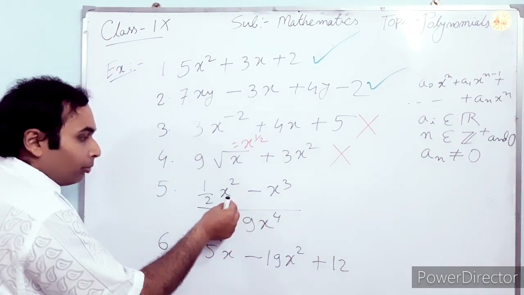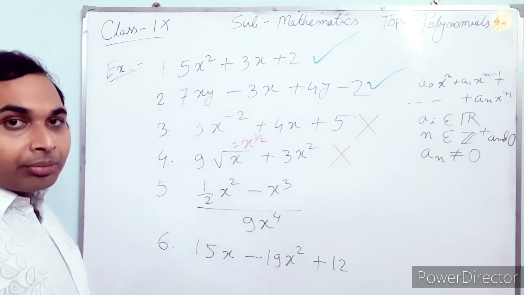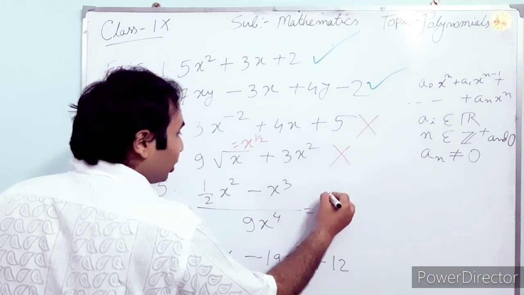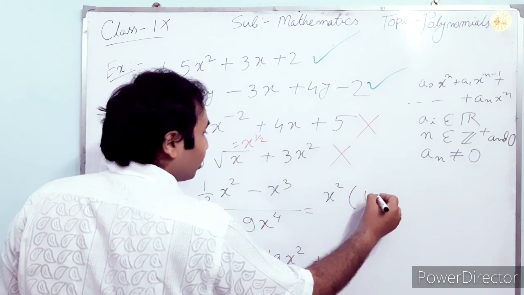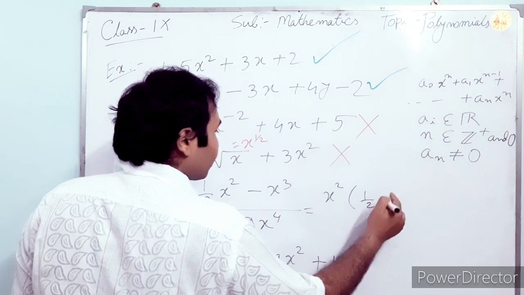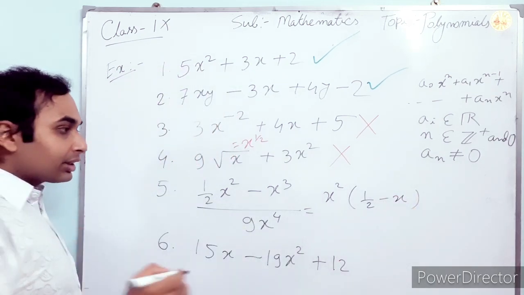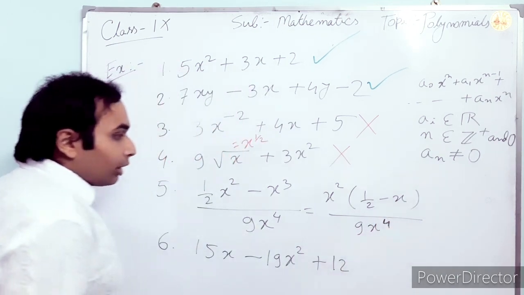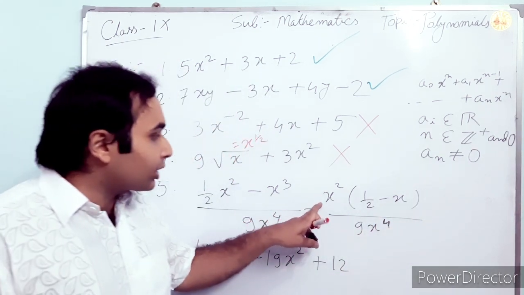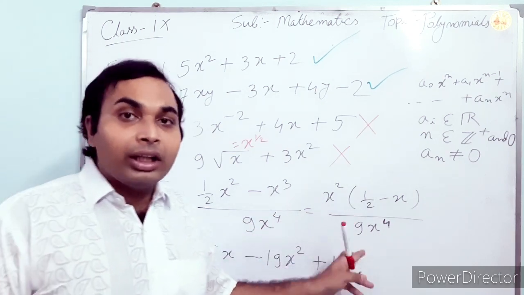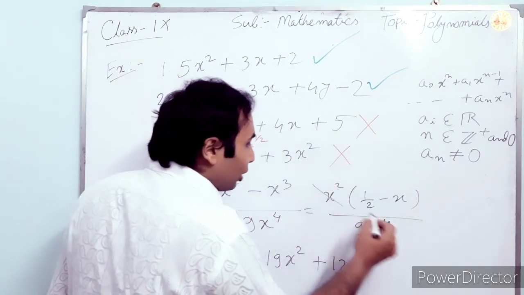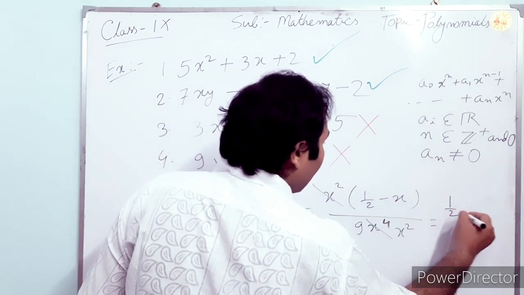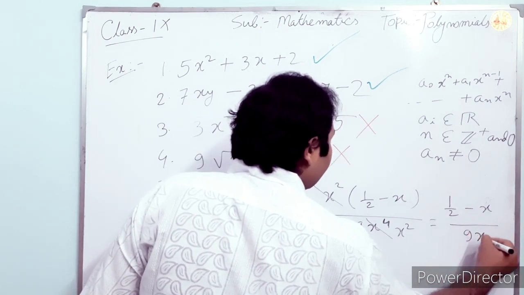Suppose I am taking from those two, x square coming common. You know how to take the common from class 7, so I am not repeating that one. x square is coming common, so it is half minus x, and at the bottom 9x to the power 4. Now, according to the laws of indices, x square will cancel out x to the power 4 to get x square here. So if I cancel this one, we are getting x square. So finally we are getting half minus x by 9x square.